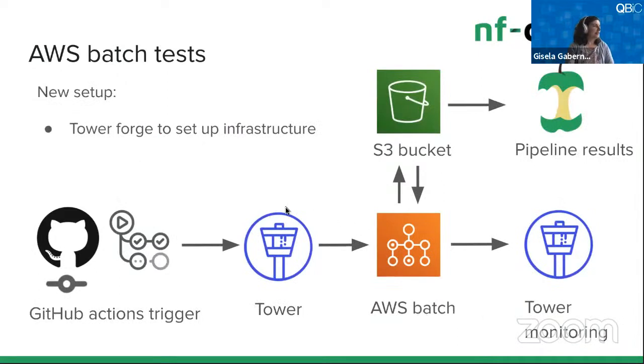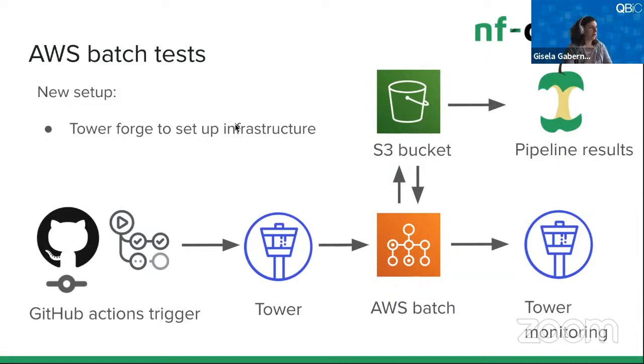However, recently, Tower by Seqera has launched Tower Forge, which basically sets up automatically all of the infrastructure that is needed to run Nextflow pipelines on AWS Batch. So we have now migrated and are also using Tower Forge to set up all of the infrastructure that is needed to run those pipeline tests.